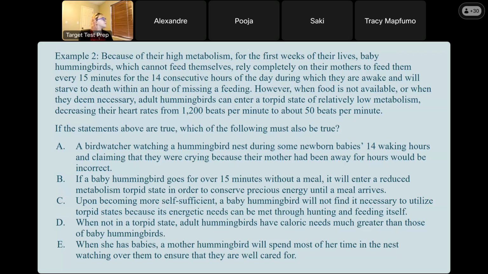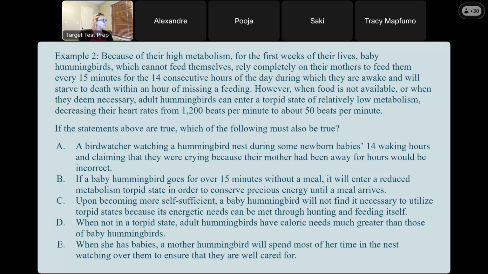So this one is totally wrong. D, when not in a torpid state, adult hummingbirds have caloric needs much greater than those of baby hummingbirds. This is not supported by the passage. I think this is supposed to be one that might be true, but isn't actually true. But I think usually babies have higher caloric needs than adults because they have to go from being babies to adults, and that takes a lot of energy.